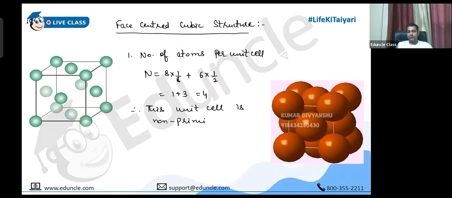Because there are 4 atoms per unit cell. And what about the edge length again? Now, these 3 are touching each other, along a particular face. If this is a, this is a, and this angle is 90 degrees, this will be root 2 a. Please check.